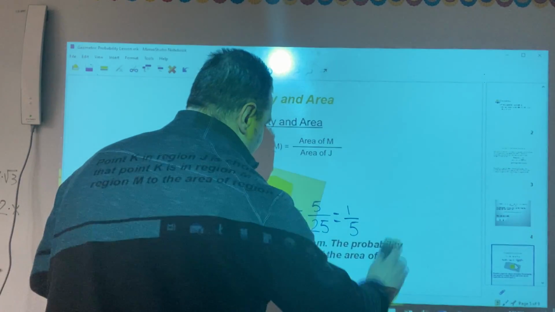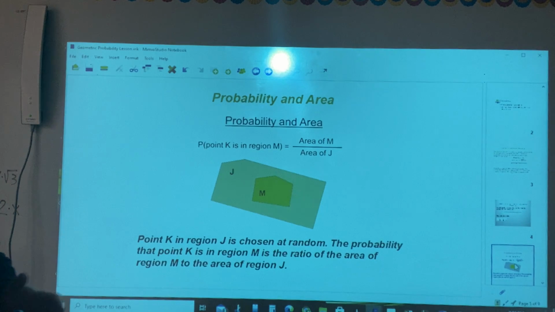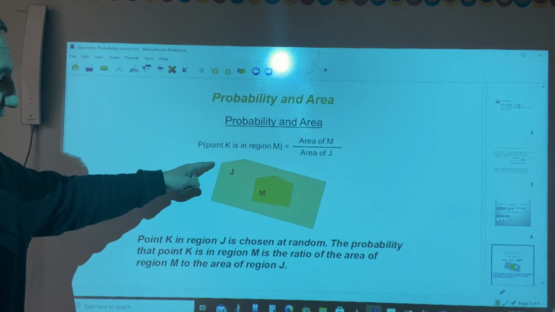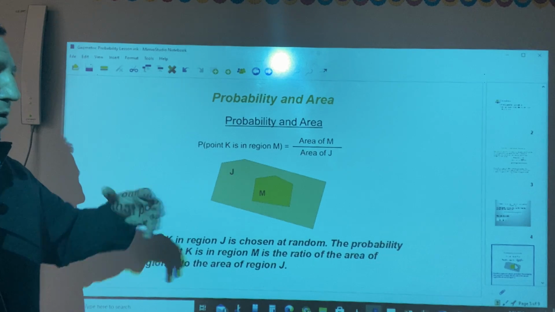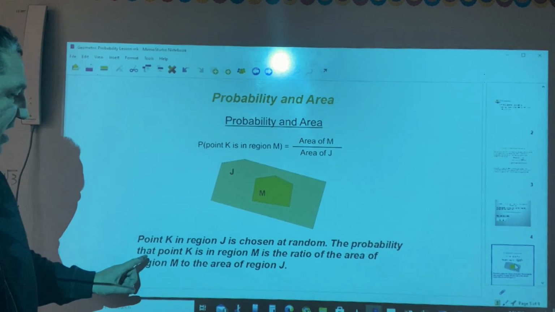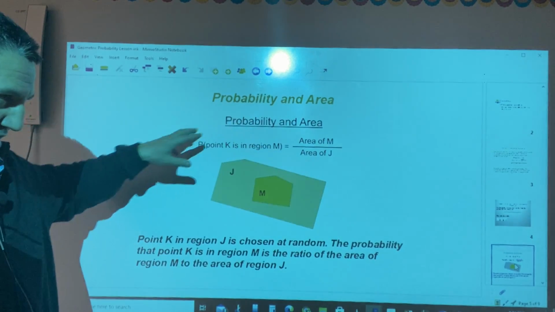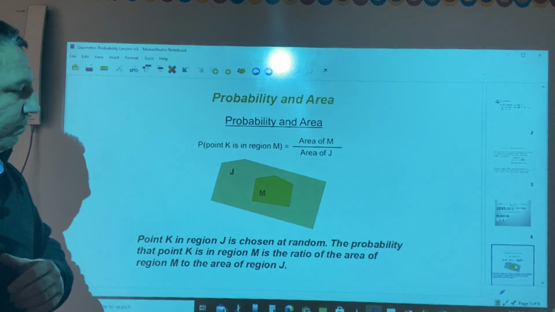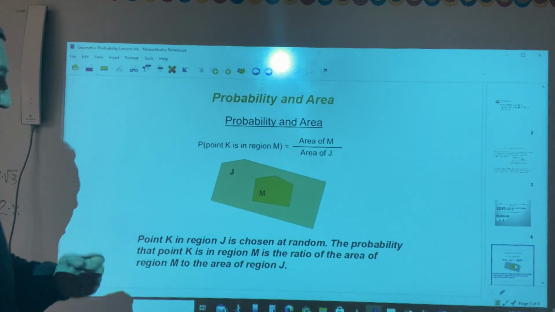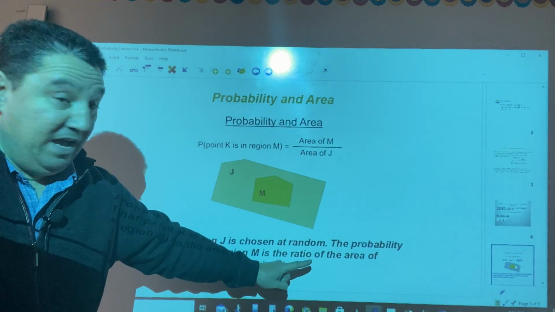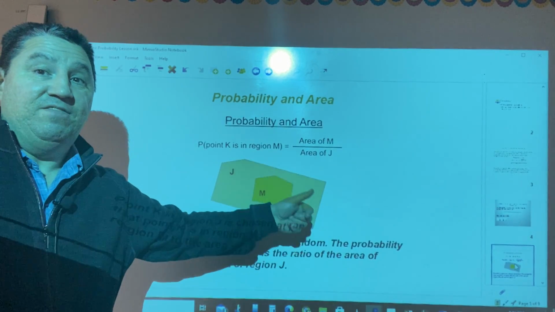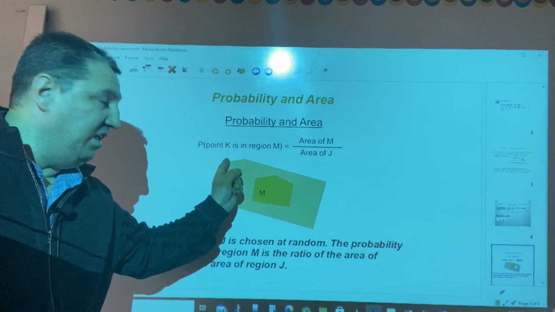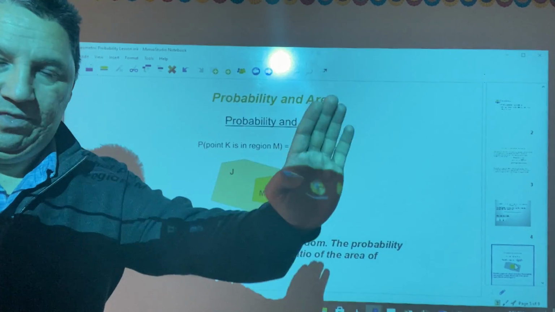Another situation is when a point K is chosen randomly in a region J, and we have to find the probability that point K be in region M. To find this probability, we need to find the ratio of the area of region M to the area of region J. Don't forget, the probability is always a number between 0 and 1. Good.